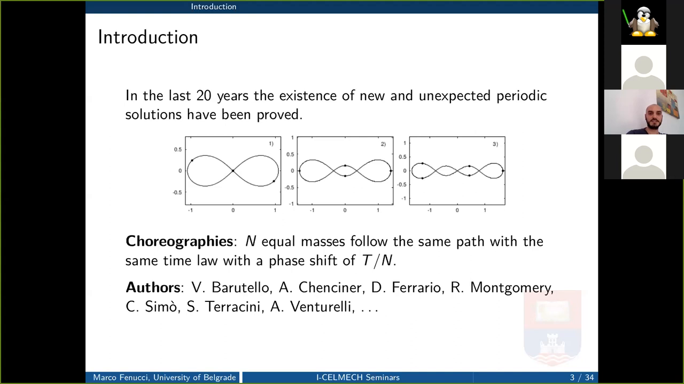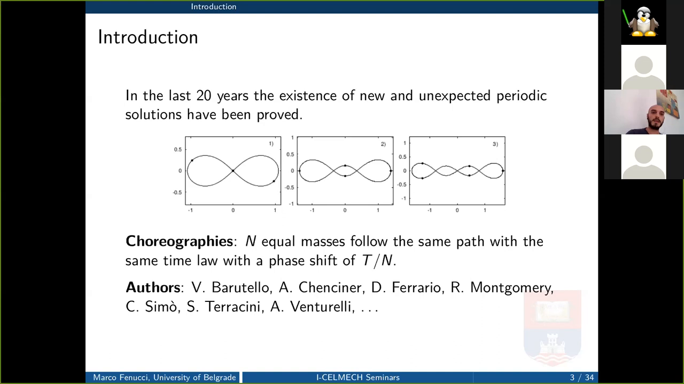So the motivation starts from a particular topic of research started in the last 20 years, because in the last 20 years many authors proved the existence of many periodic orbits of the n-body problem. And all these orbits have some common points. For example, one common point is that they have all equal masses. In particular, some of these orbits are called choreographies and have this particular property that all the masses follow the same path, the same trajectory with the same time law, but with a constant time shift. And maybe the most famous orbit of this kind is the figure eight solution of the three-body problem that you can see here on the left.